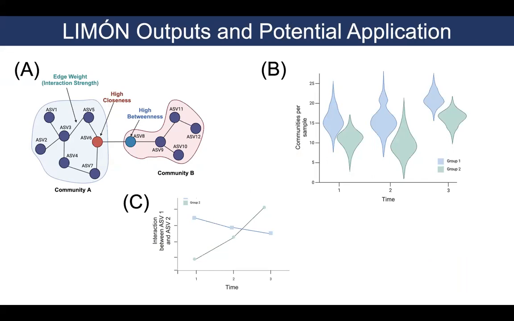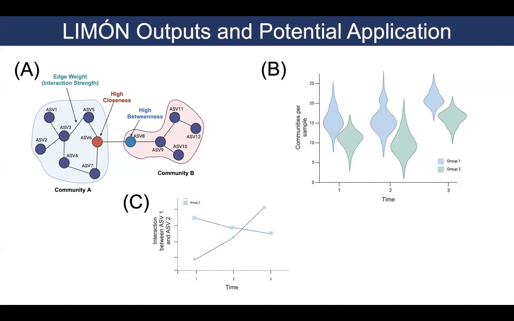A. Network definitions, an example of the type of network centrality measures estimated per sample in LIMÓN. These include measures such as closeness, betweenness, and number of communities. Edge weights between nodes, or ASVs, represent the strength of interactions. B. Network characteristics over time by group.